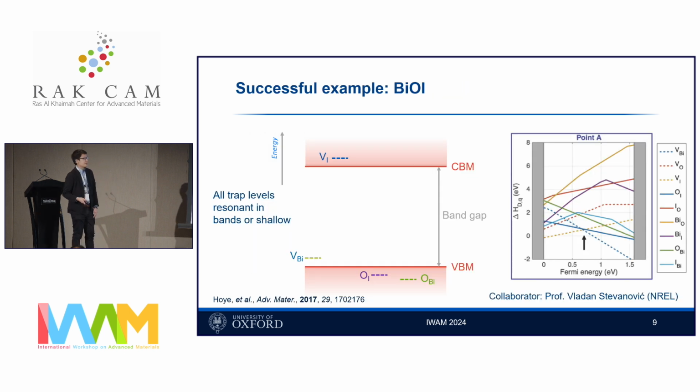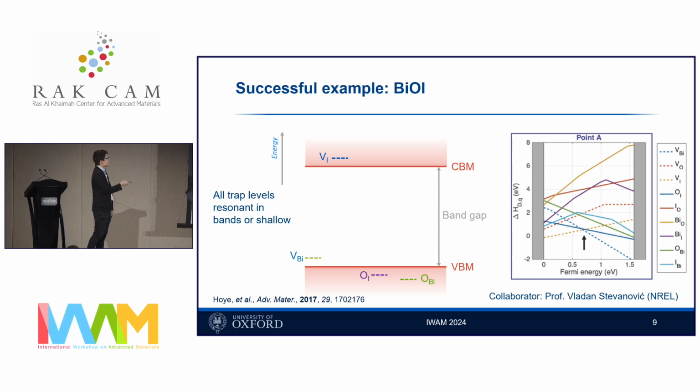And this is one example that we've worked on together with Judith Driscoll's group, bismuth oxyiodide, which we grew by chemical vapor deposition. And over here, we had a collaboration with Vladan Stevanovic at the National Renewable Energy Lab to do some defect calculations on these materials, looking at the point defects. So here you can see the list of the vacancy and anti-site defects that we considered.